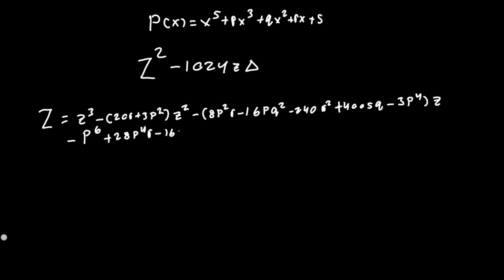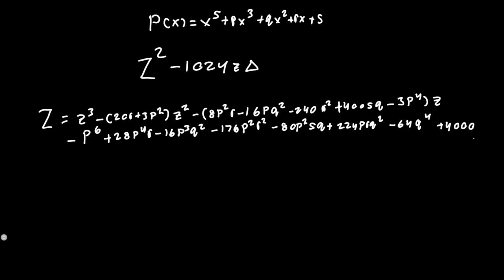minus 16p cubed q squared minus 176p squared r squared minus 80p squared s q plus 224 p r q squared minus 64 q to the 4 plus 4000 p s squared, and finally plus 320 r cubed minus 1600 r s q.